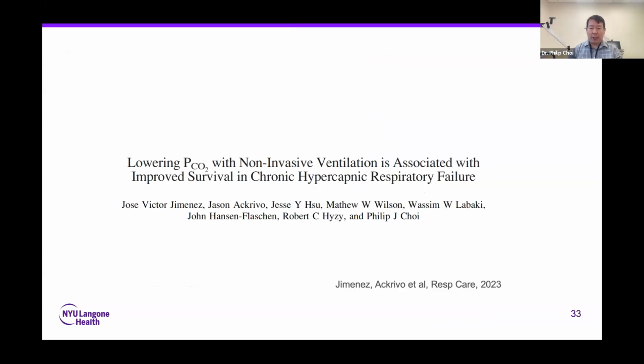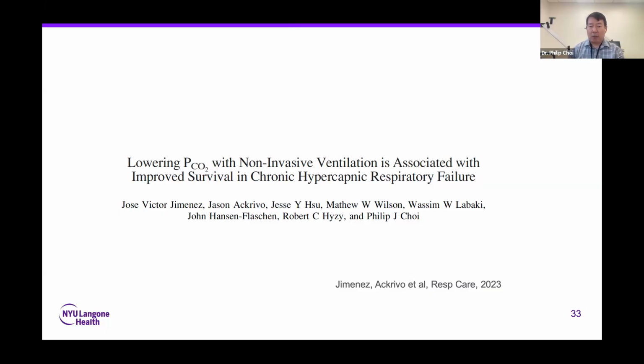But we were really interested at the University of Michigan to see what lowering CO2 did for patient outcomes, because we knew that patients with high PCO2 had higher mortality from our previous study. But because we were measuring CO2 at every single visit, we really wanted to get a sense of what was happening to our patients in the clinic. You know, anecdotally, I had this hypothesis that if we lowered the CO2, we were able to decrease hospitalizations and improve survival.